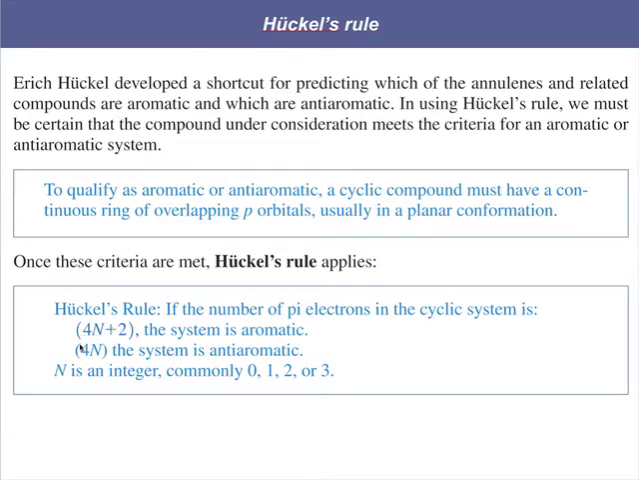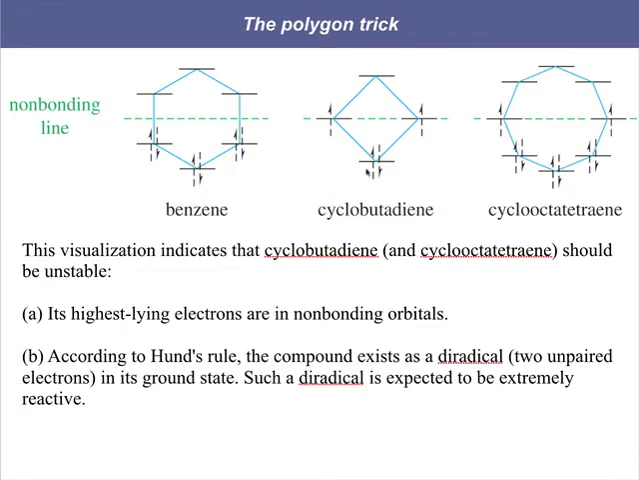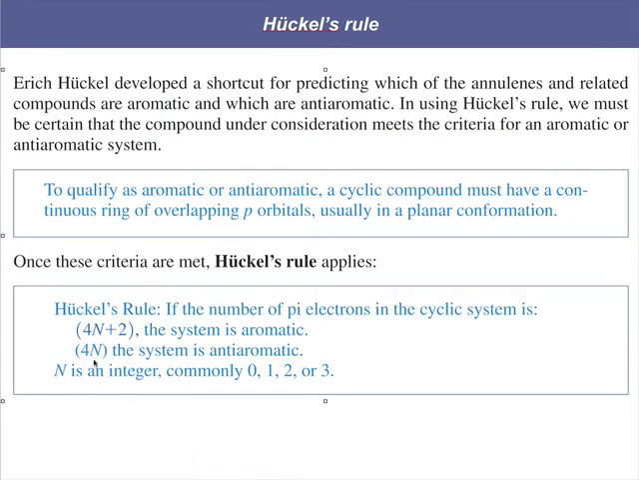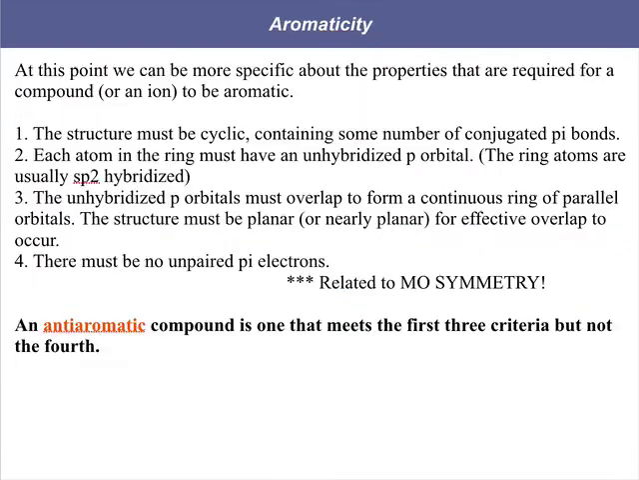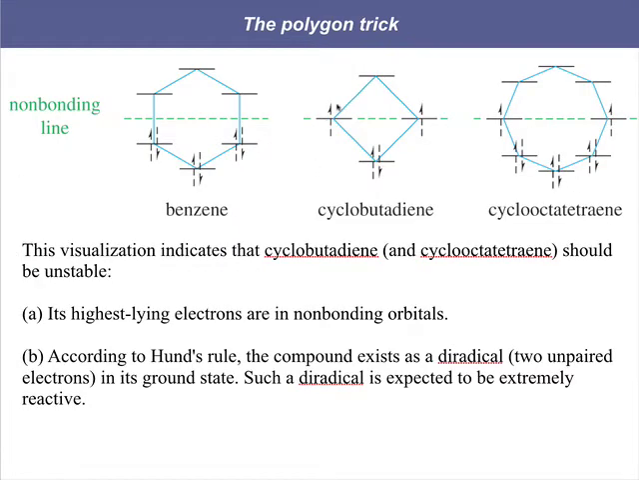If, however, we only have 4n electrons, not 4n plus 2, then the system will be anti-aromatic. So looking at cyclobutadiene or cyclooctatetraene, cyclobutadiene has 4 electrons. Cyclooctatetraene has 8 electrons. 4 and 8 do not meet the 4n plus 2 condition. So we can expect that because they have 4n electrons, they will be anti-aromatic. We don't necessarily need to draw out the polygon Mobius diagram to figure that out.